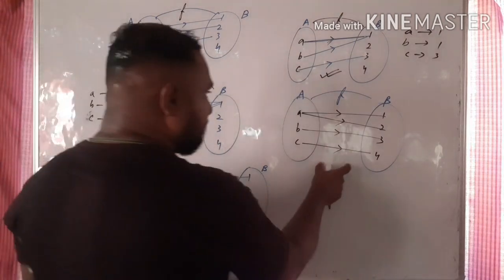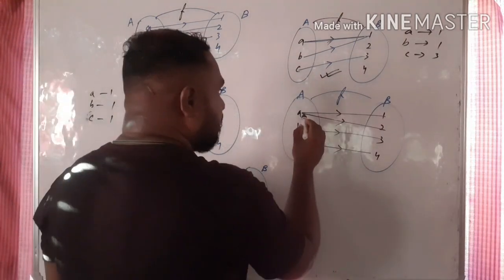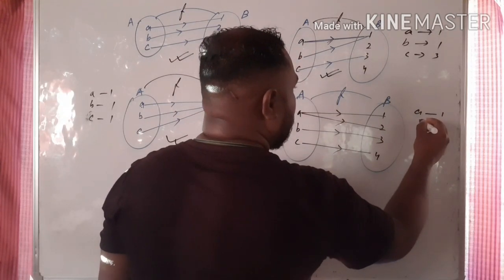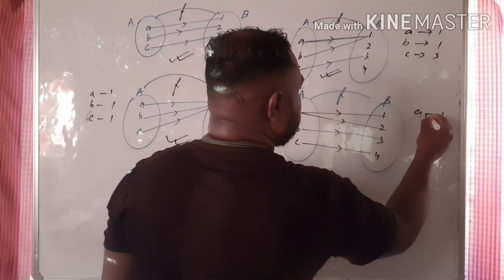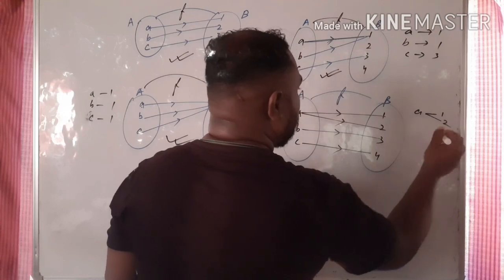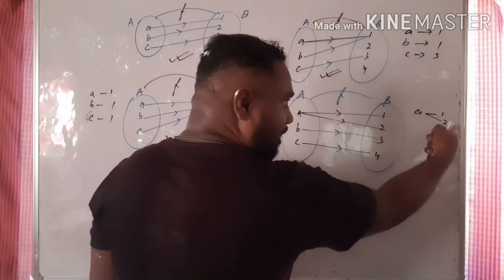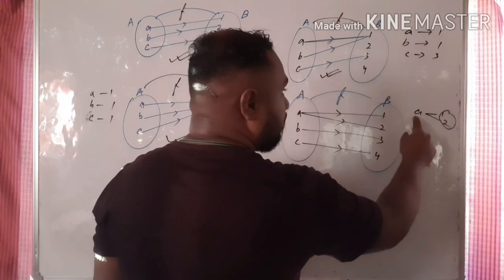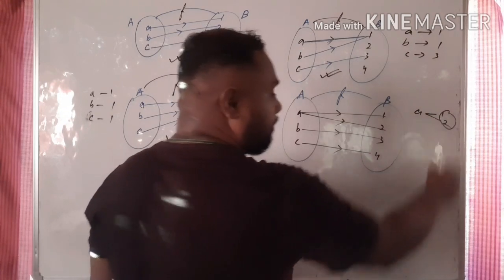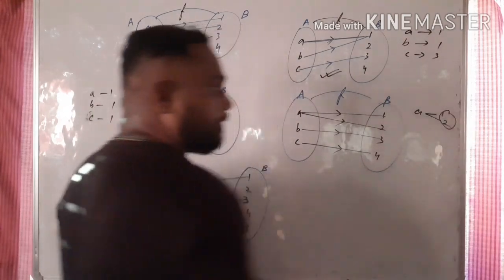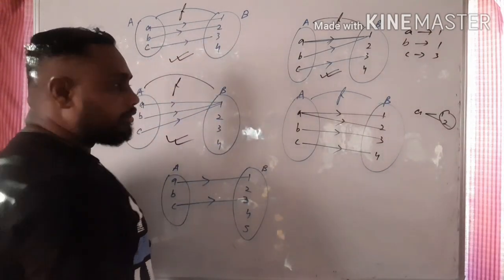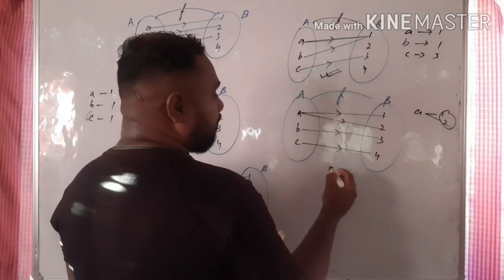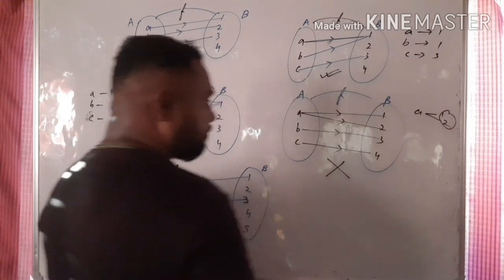Now let us see this one. Now you see here this element A is related to 1, again A is related to 2. So A is going to a unique element? No, it's not going to a unique element. It is going to more than one element. A is related to more than one element. Okay? So by looking at that, we can confirm that it is not a function.